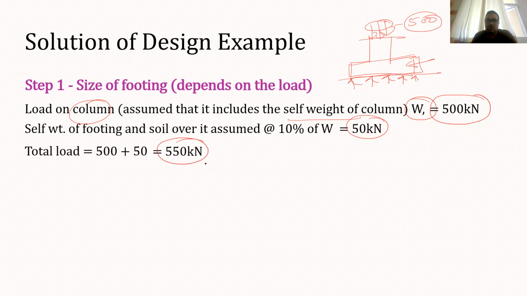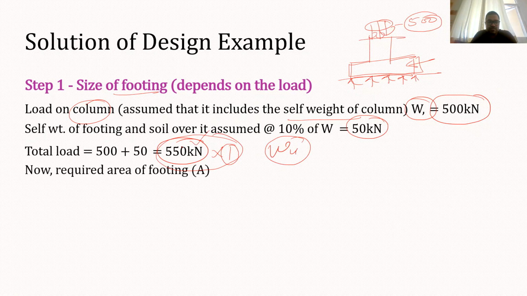One more important thing that you have to consider: while calculating the area of footing, we consider the serviceability limit state, which means the load factor will be 1. So the total load, say Wu, will be 550 kilonewton alone, because the load factor in the serviceability limit state is 1. So 550 is the load which will be coming on the foundation.